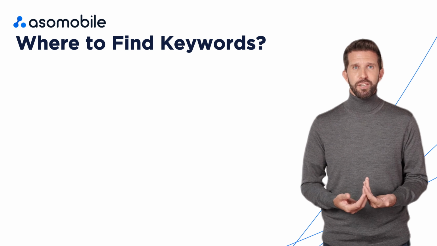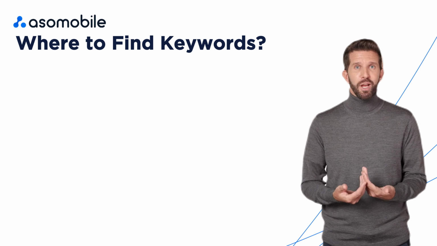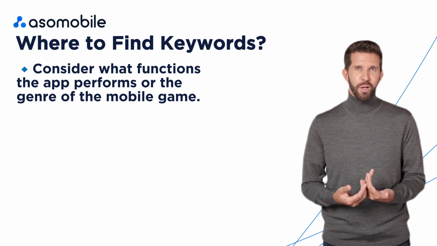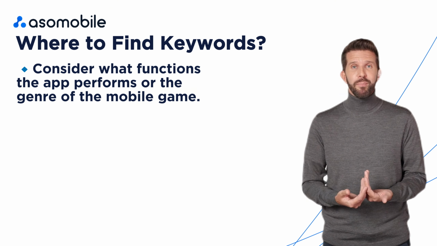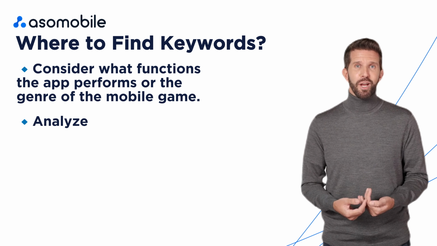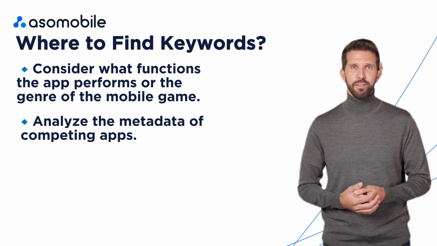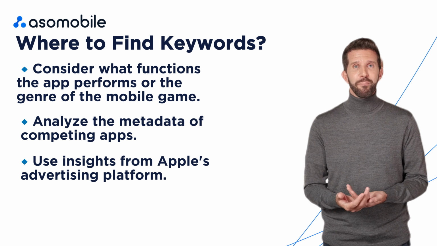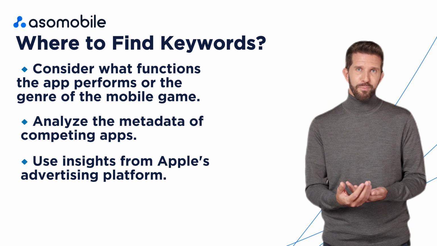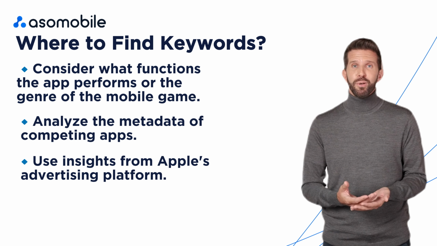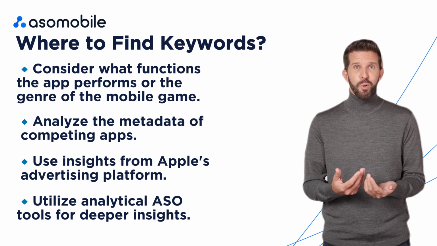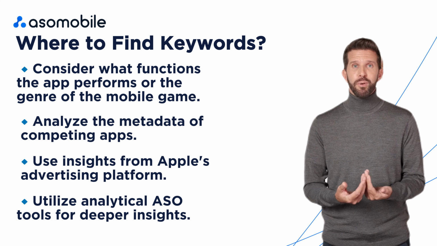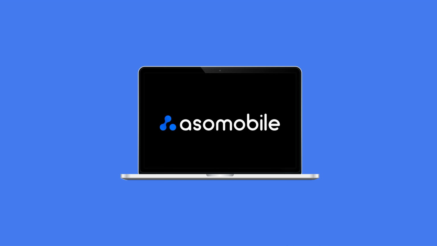There are several effective sources for gathering keywords: common sense and logic. Consider the functions your app performs or the genre of your mobile game. Competitor metadata analysis. Research how competitors structure their app titles, descriptions, and categories. Apple Search Ads. Apple's ad platform suggests relevant keywords based on search data. ASO tools. Platforms like ASOMobile provide data on keyword traffic, relevance, and rankings, helping refine your ASO strategy.